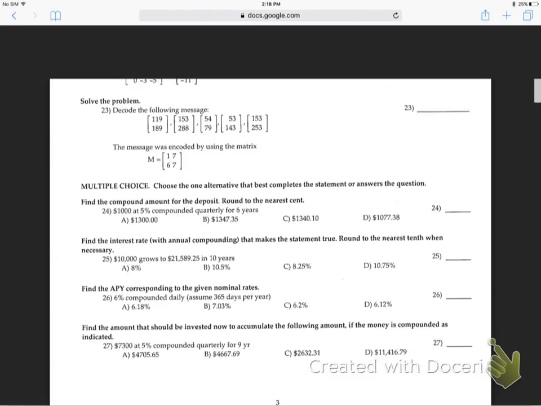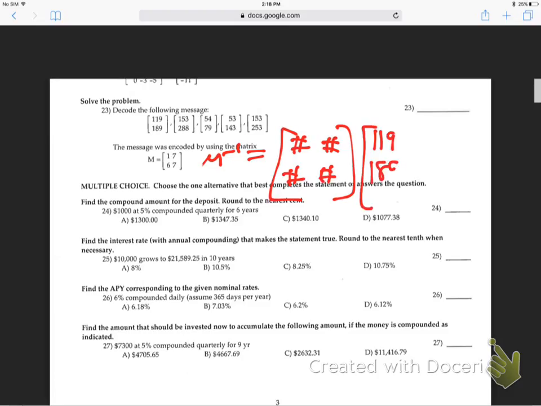So how do you do that? So first thing is you got to find the inverse. Because remember, it says the message was encoded by the M, so you decode it with M inverse. Remember that way of coding, decoding? We talked about that last time. So you got to find M inverse. Whatever that comes out to be, your calculator will tell you. You get your four numbers from your inverse matrix, and then you just take them and one at a time multiply by the matrices you've got, the 119, 189, and then you multiply it by the 153, 288, and you just keep going down the line. Just multiply on your calculator the M inverse times each of those, and you'll get something.